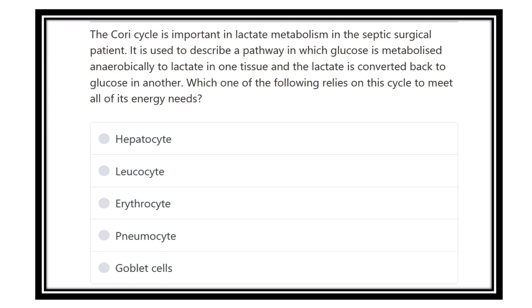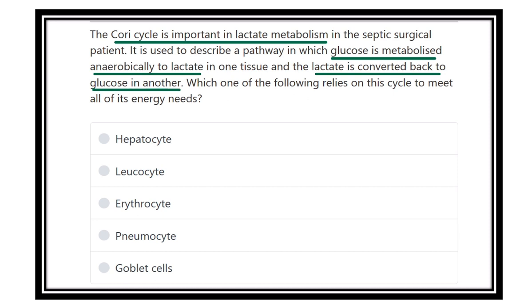The Cori cycle is important to lactate metabolism in septic patients. It is used to describe the pathway in which glucose is metabolized anaerobically to lactate in one tissue and the lactate is converted back to glucose in another. Which of the following relies on the cycle to meet all of its needs?